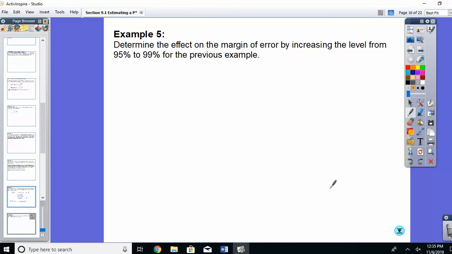Okay, so let's look at this example. If I want to look at how the margin of error is affected by increasing my confidence level from 95% to 99%, let's just try it on the calculator. So go to Stat, Tests, A. My X is still 272, my N is still 800, but my C-level, I now want 0.99. And I get a confidence interval.